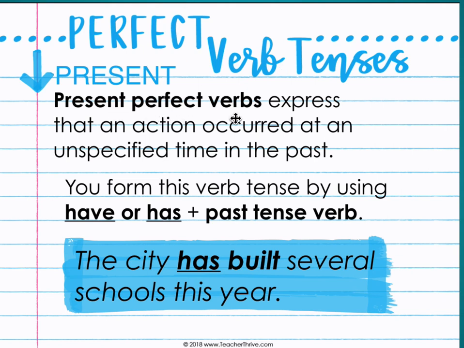Now, present perfect tense. Present perfect verbs express that an action occurred at an unspecified time in the past. You form this verb tense by using have or has plus the past tense verb. The city has built several schools this year. So we don't know exactly when the action occurred, but there is an action that occurs before the one in the past. So there's the verb has, and then there's built.